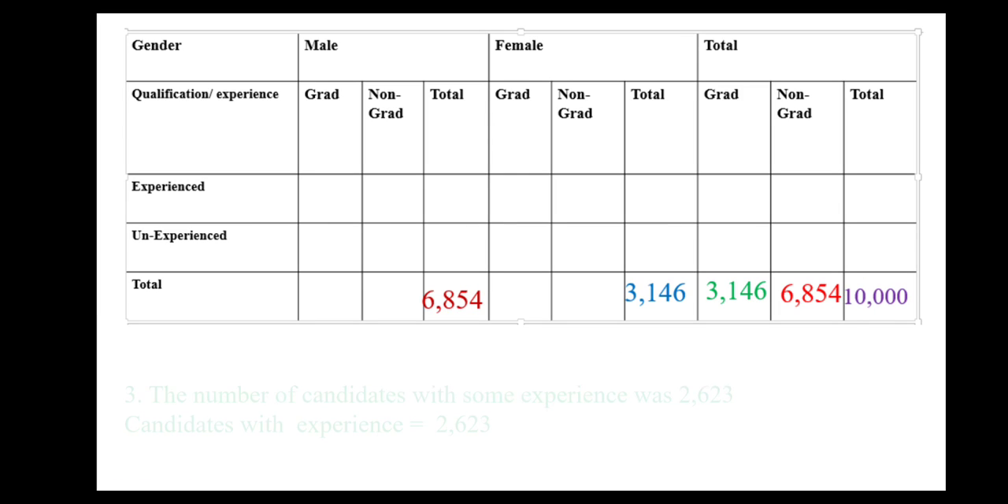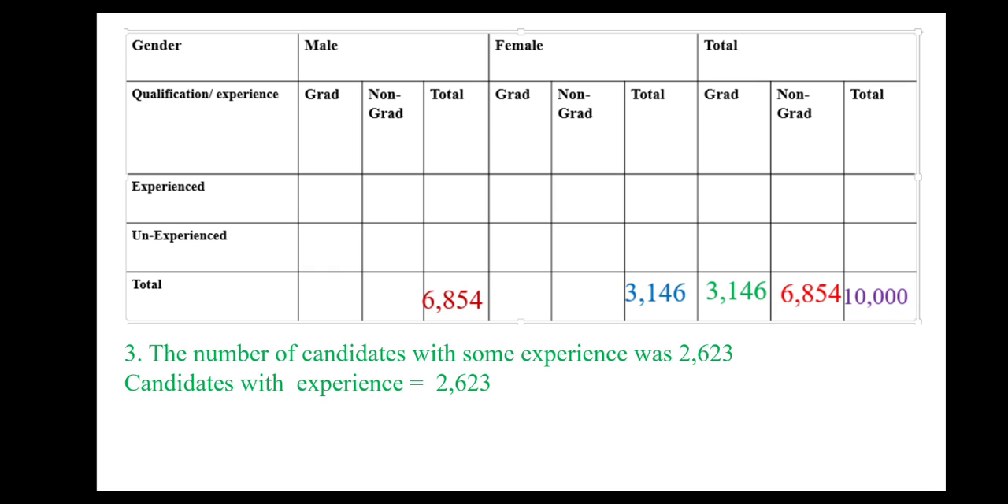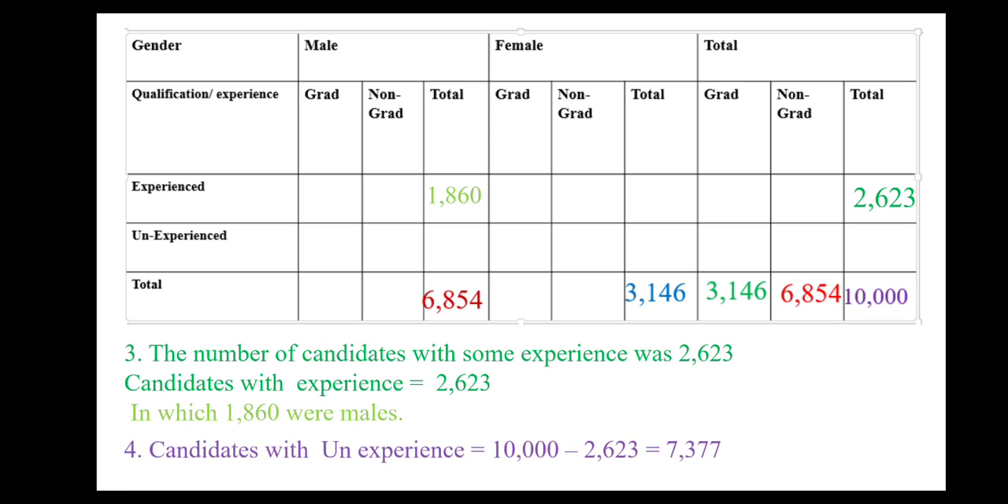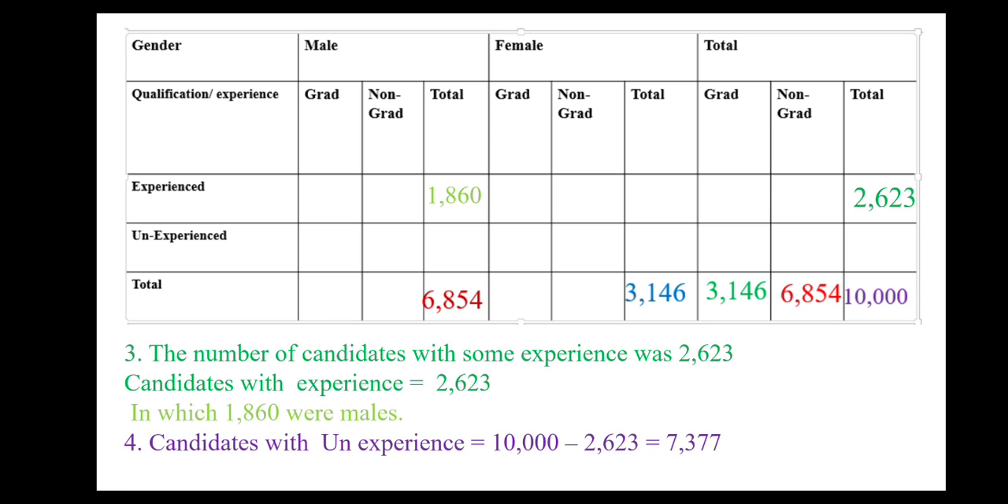Next slide. Look at that, what information we already have. Now the number of candidates with experience is 2623. Without experience, or inexperienced, we can find out, in which 1860 are male. So candidates without experience: 10,000 minus 2623 will give it. Then the total number of male graduates is 2012. Look at that, likewise we get all the information.